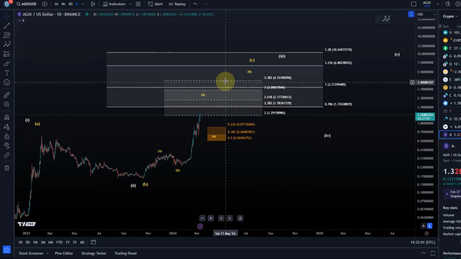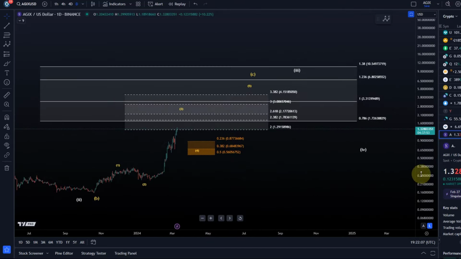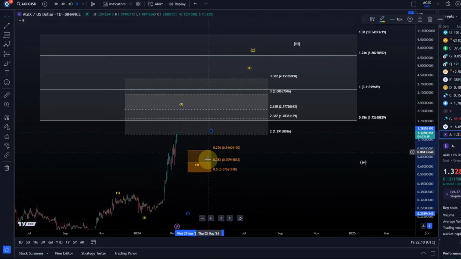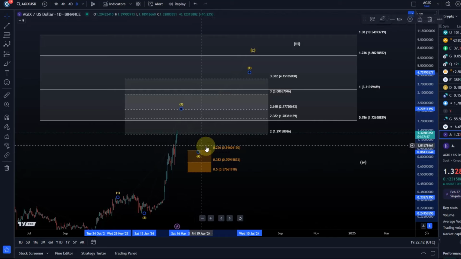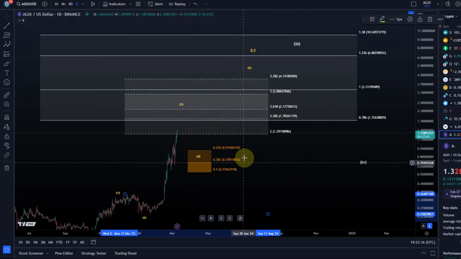So from a structural point of view, the idea would be we are now in the C wave. So I'm leaning towards that yellow count, and a break below that micro support area would be the first indication that it's not going to fill in the yellow count, but maybe something different like that ABC structure in the white count.